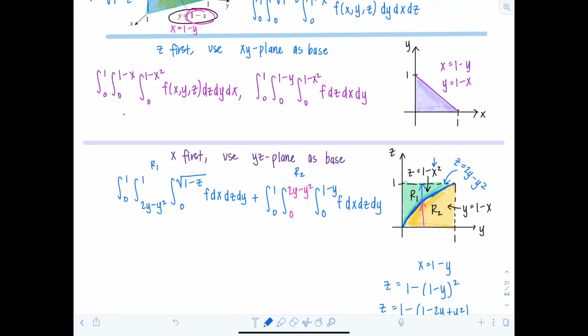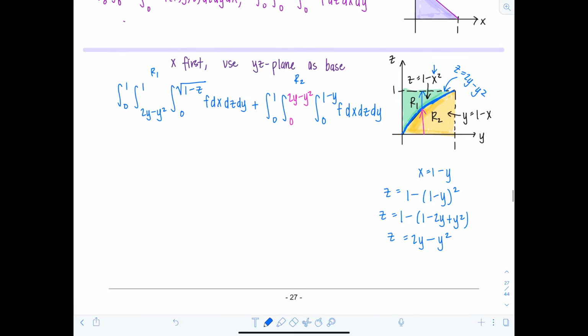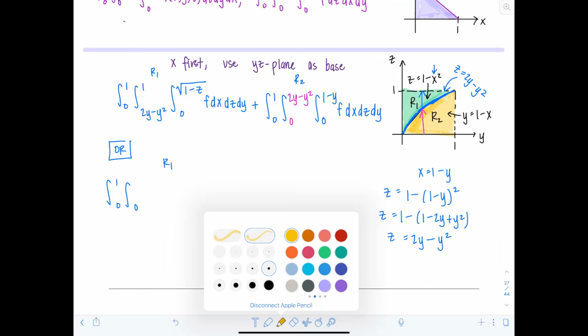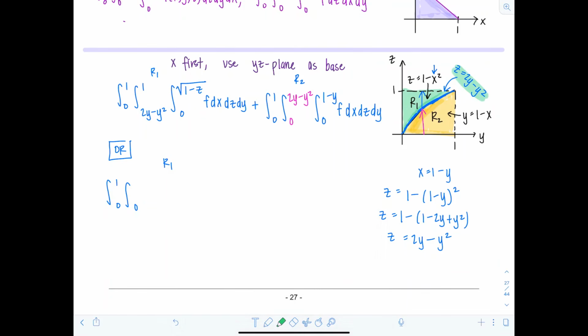Okay, that's one ordering. And then what's our other option? You guessed it, we're going to switch y and z at the end. Okay, or, so now these limits have to pertain to z. So for the z direction, let's do region 1 first. So region 1 in the z direction goes from 0 to 1. Now what about in the y direction? Well, it's going to start from 0, and then it ends at this curve right here.